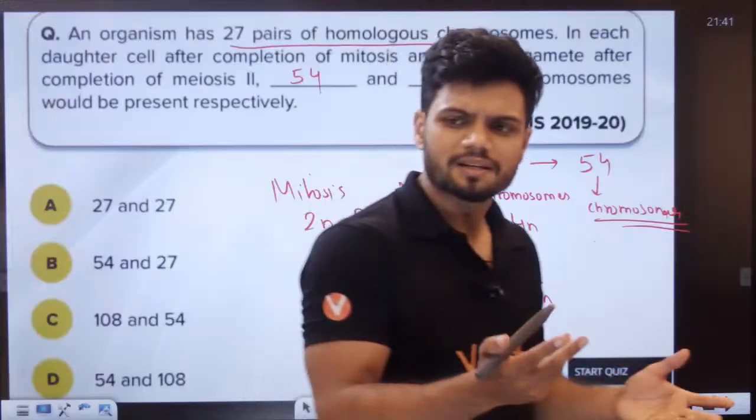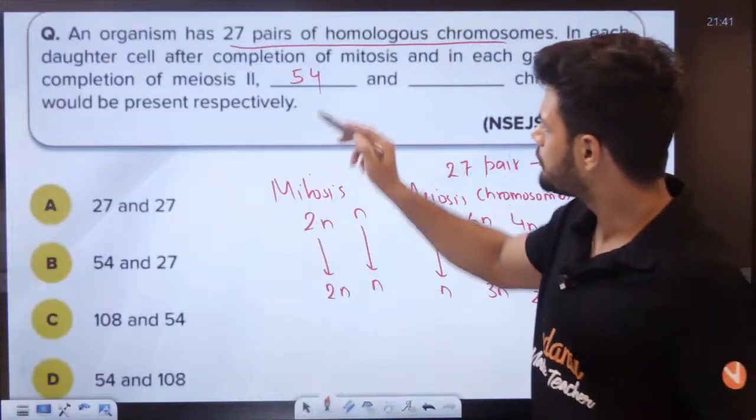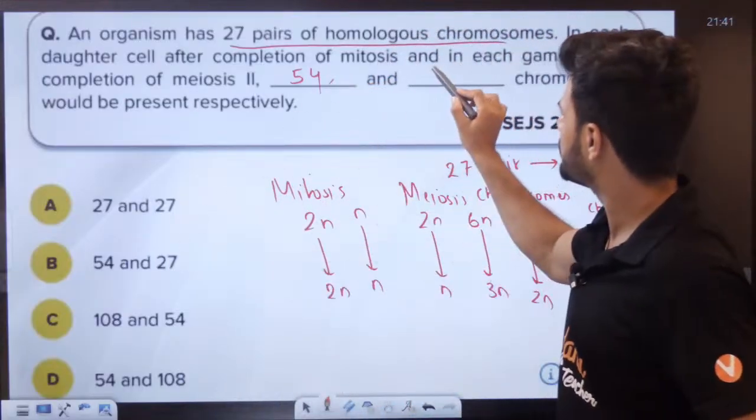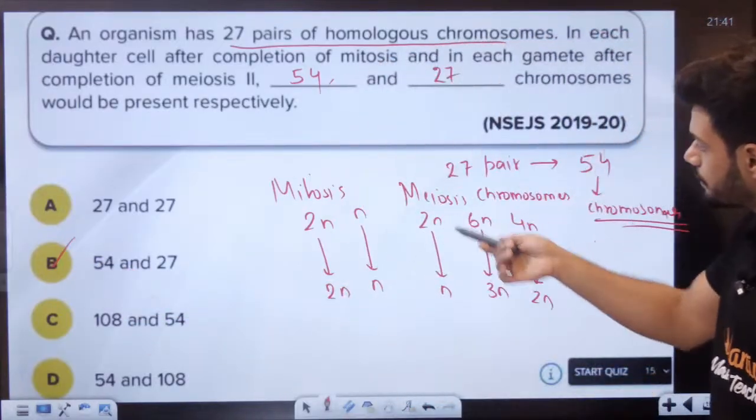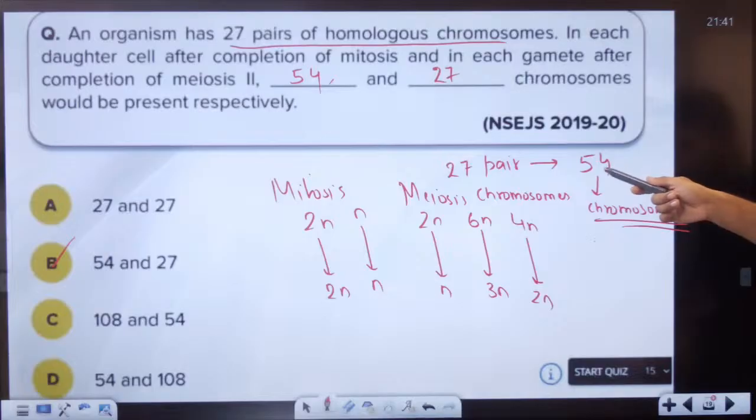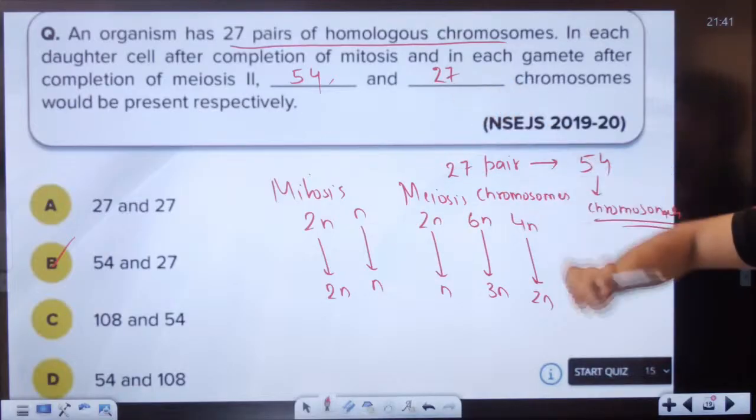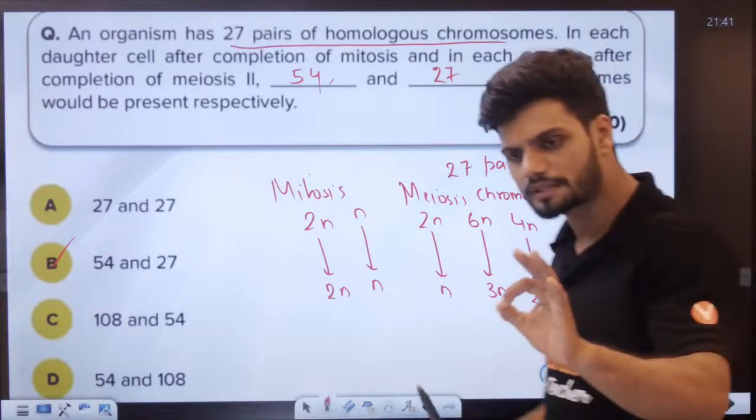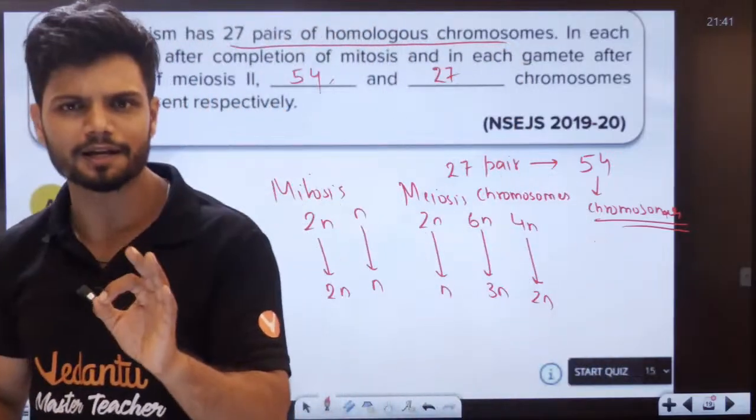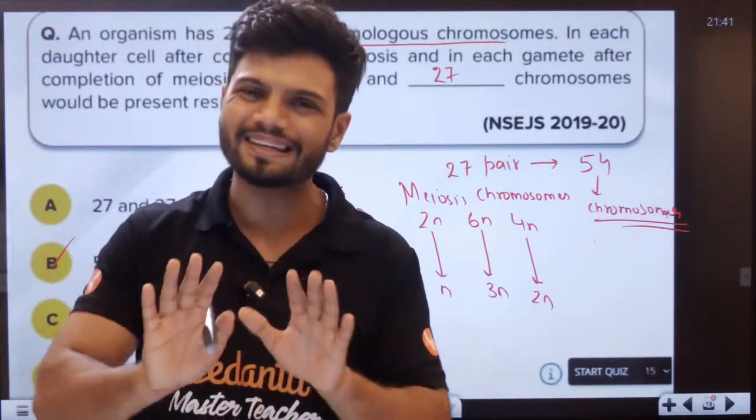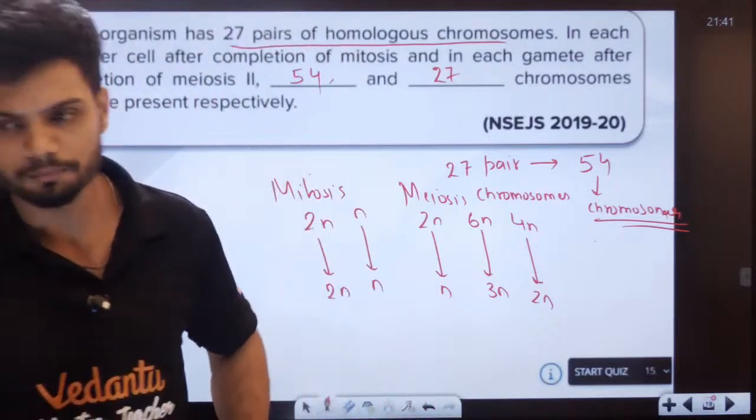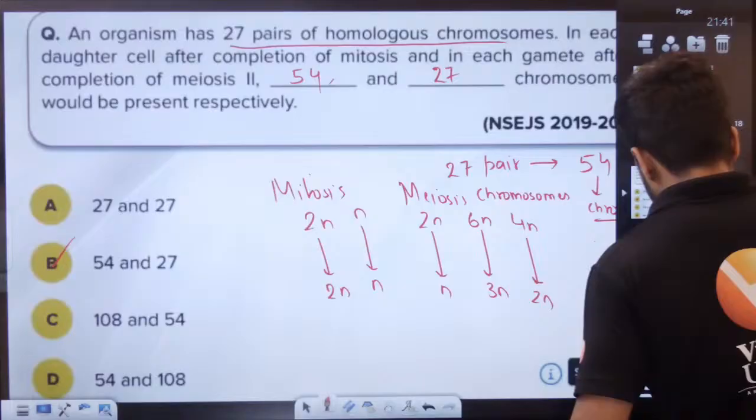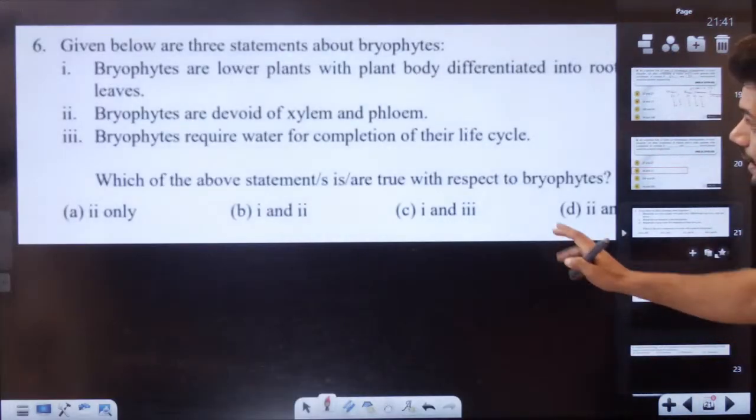So students, what is the answer now? Mitosis will remain the same, but in meiosis, chromosome number will become half. So 54 chromosomes will become 27 chromosomes after meiosis. Do you understand the question, students? So mitosis is always equational division, and meiosis is reduction division. Okay? Easy question again.